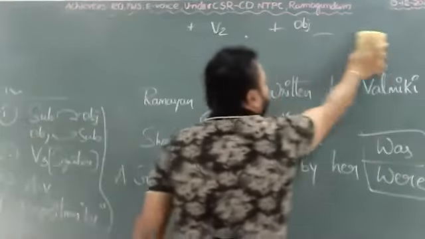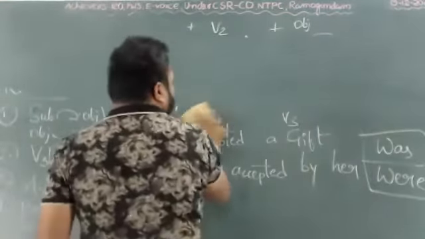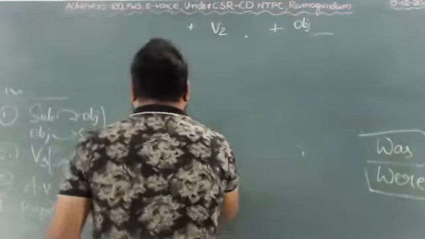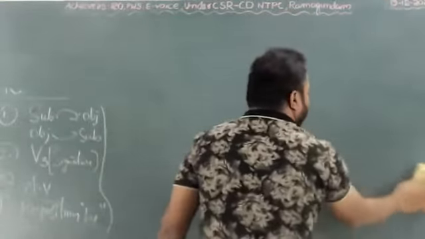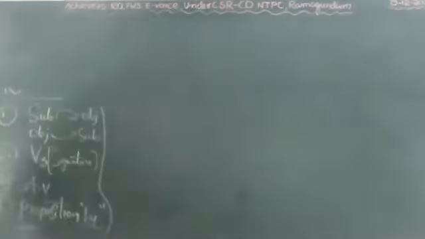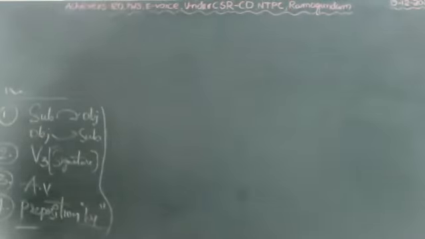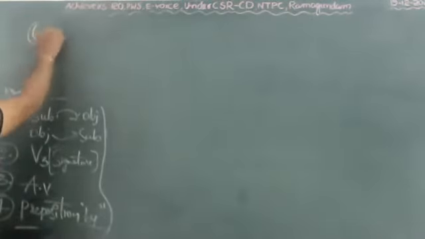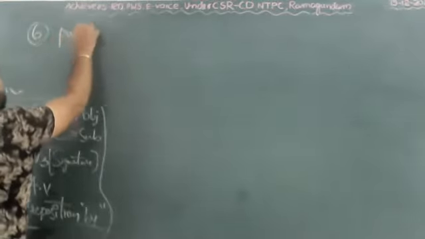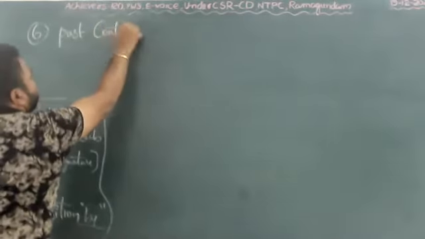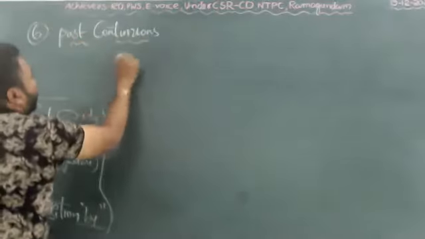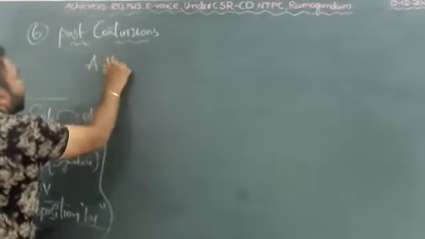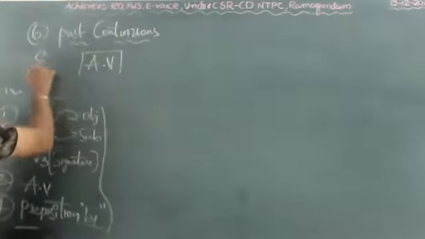So we have finished simple past. So now let's convert the sixth one, which is past continuous. And let us write one example here. Active voice example.